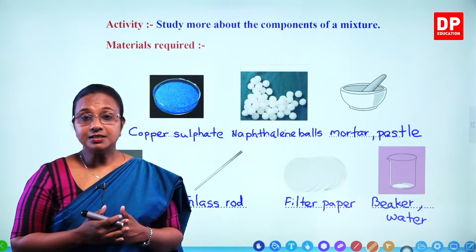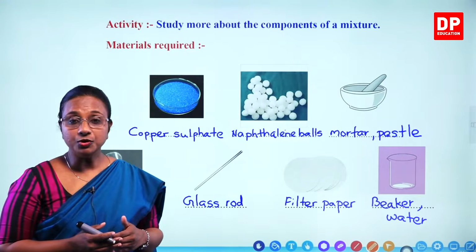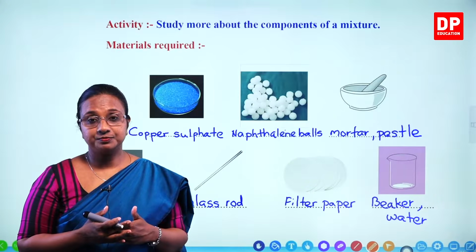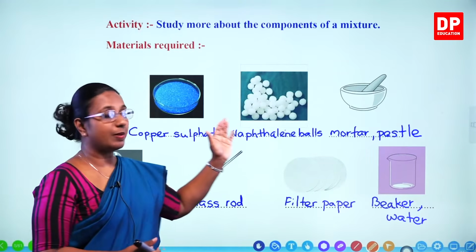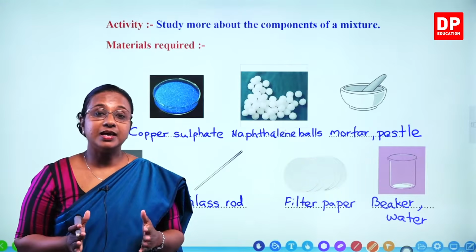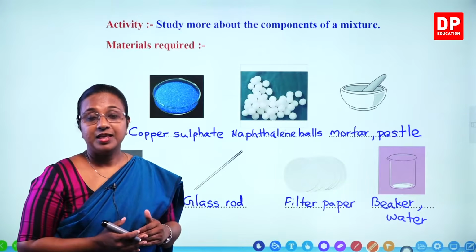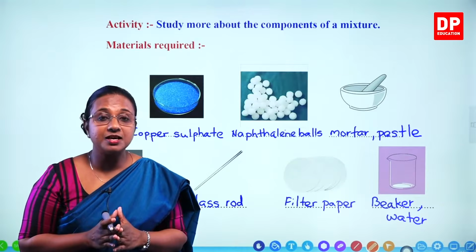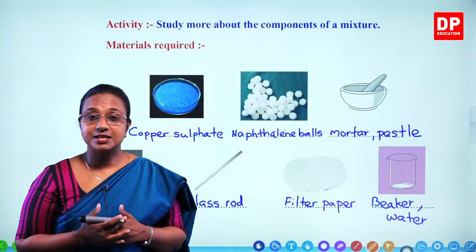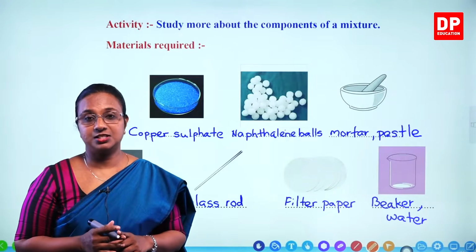Or in another way, we can first take the copper sulfate, into that we can put a few naphthalene balls and grind it so that they mix together. Or else you can take the two powders and mix them together separately. Either way, we need to get a mixture of naphthalene and copper sulfate. And then you have to observe and see whether you could differentiate the particles present in that mixture. That is the first part of the activity.